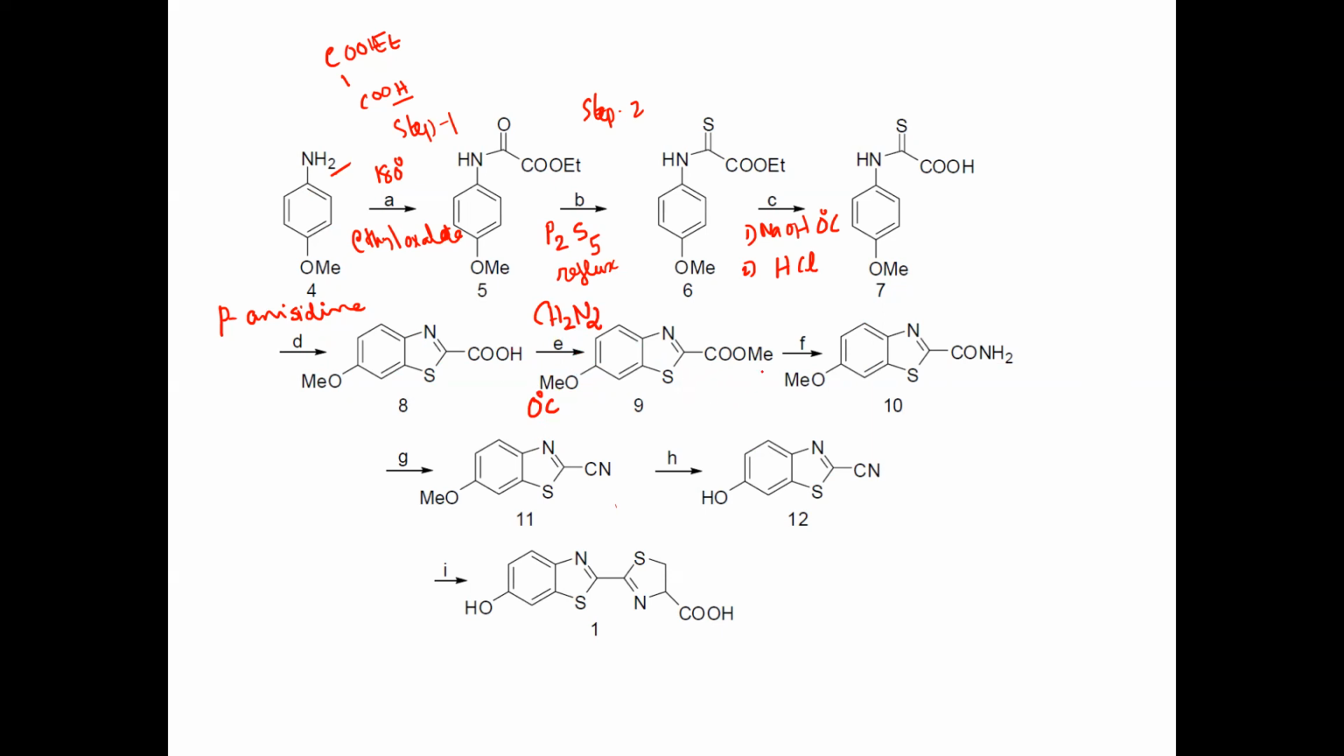Now we are going to convert this to an amide. That can be done by heating with anhydrous ammonia in presence of methanol. What happens is that this ester group becomes an amide. This is actually an amide moiety. So in the reaction, compound number 8 becomes 10, and the ester is converted to an amide here.